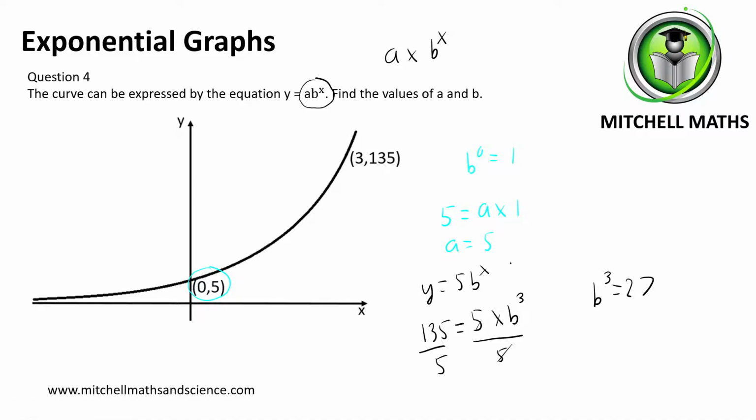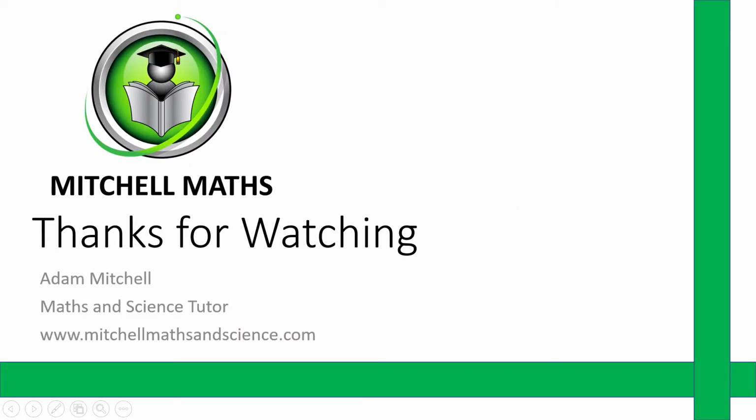And we know the number that, when cubed, gives 27. Well, that's going to be 3. Or we could say, cube root both sides. b equals the cube root of 27, which is 3. Therefore, a is 5 and b is 3. And that's how you work out the a and b values for a question like that.